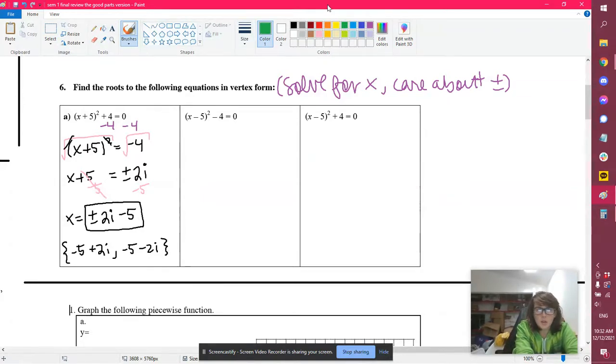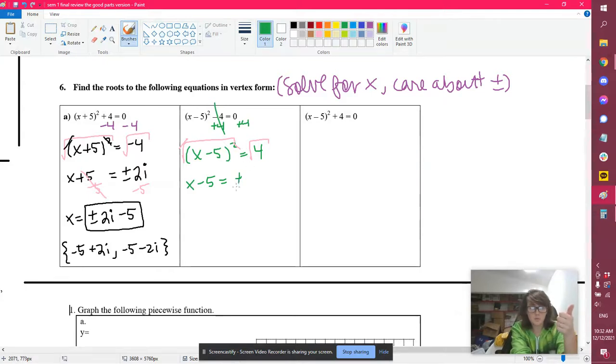Okay, next one. I want to solve for x. I'm going to add 4 on both sides. Those cancel. I'm going to square root both sides. These things cancel. I am not going to forget plus or minus. So we square rooted, that's plus or minus. We do the square root of 4, that's 2. Do we put an i? No, because it was just a regular square root. Then we add 5 to both sides.